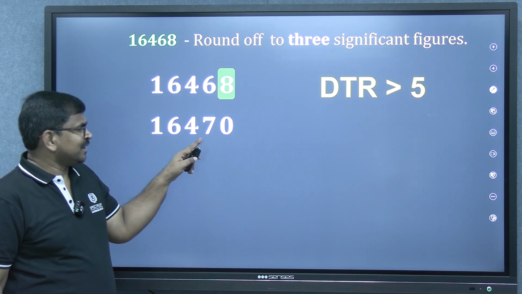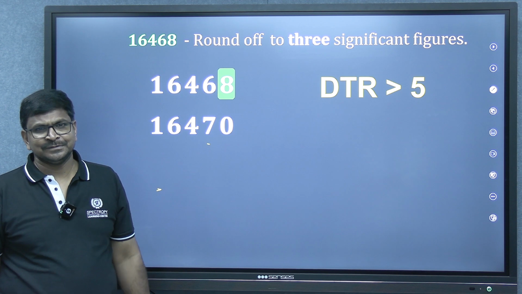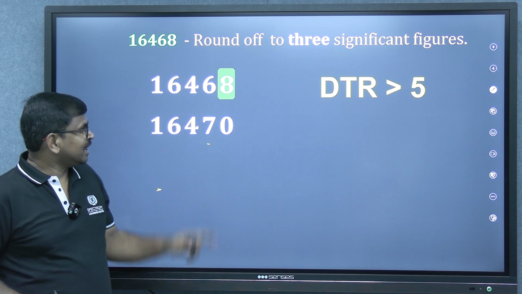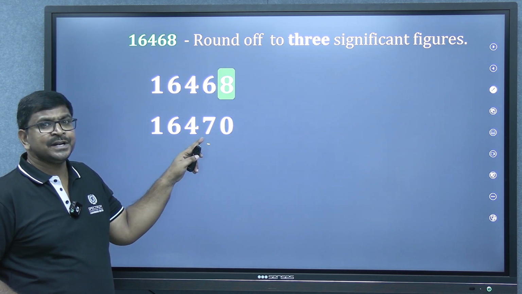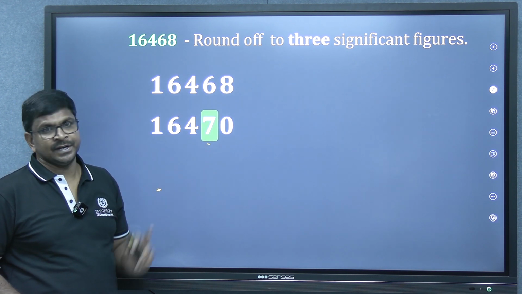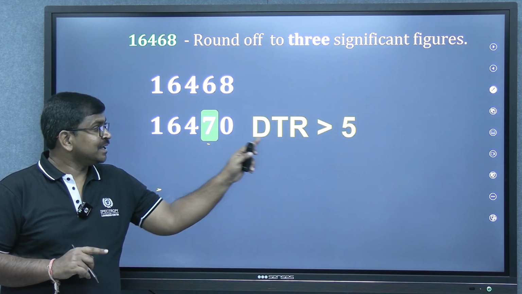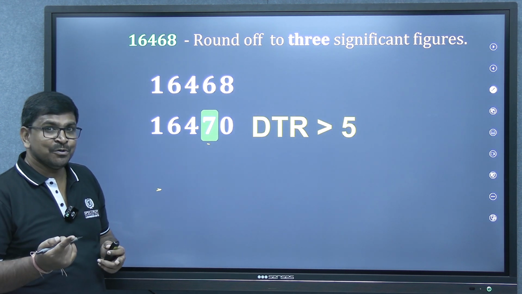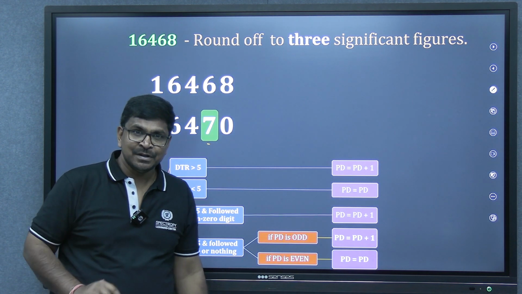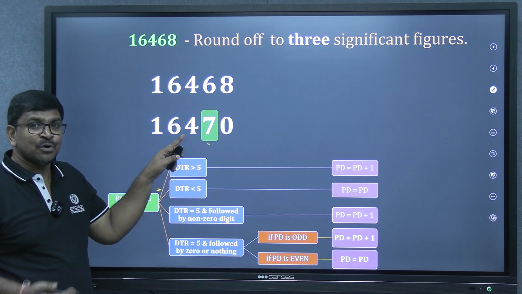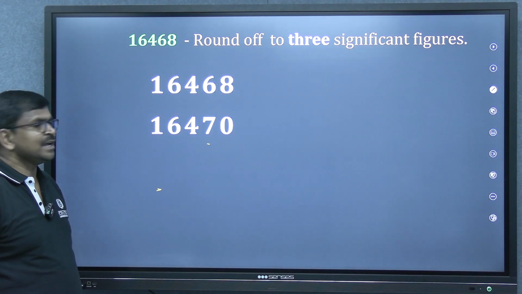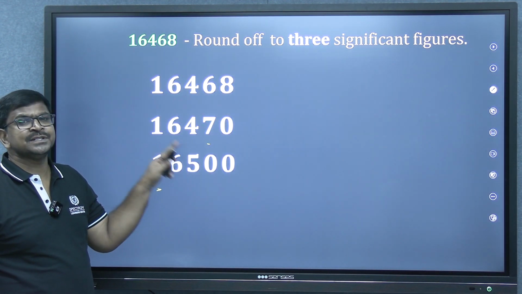Now, how many significant digits are here? 4. How many do we want? 3. So we need one more rounding off. What is the DTR here? This rightmost non-zero digit is the DTR, so 7 is our DTR. DTR is greater than 5, and our rule is that PD should be increased by 1. What is PD here? 4. Now 4 will become 4 plus 1, that is 5. And 7 is replaced by 0 because it is a non-decimal.